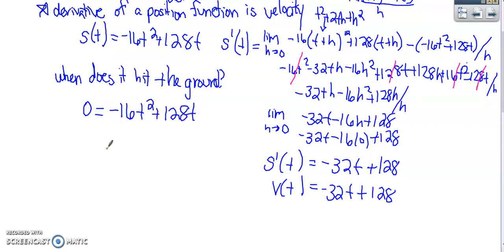We know how to solve something like that. It's a quadratic. Can I factor it? Yes, I can. Negative 16t can come out. T minus 8. I get that t is 0 and t is 8.